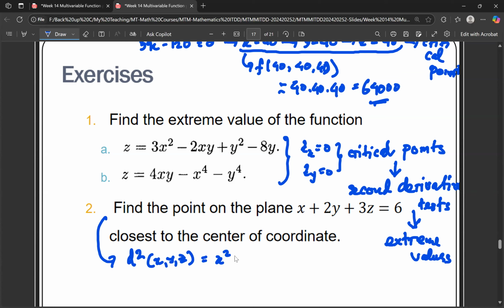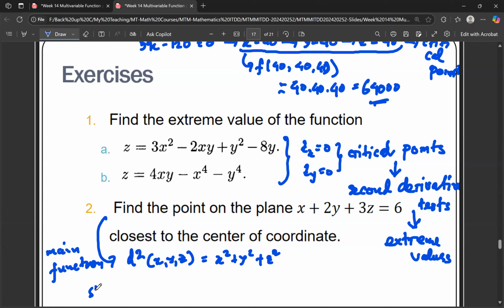It is x squared plus y squared plus z squared. This is the standard distance to the center of coordinates. We need to get the minimum value. Sorry, this is the objective, or the main function, main function.